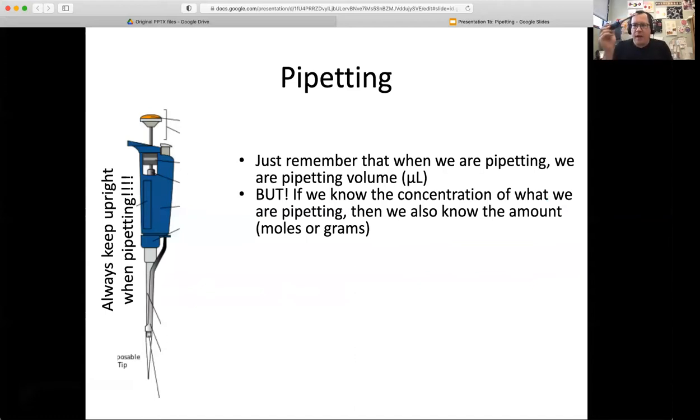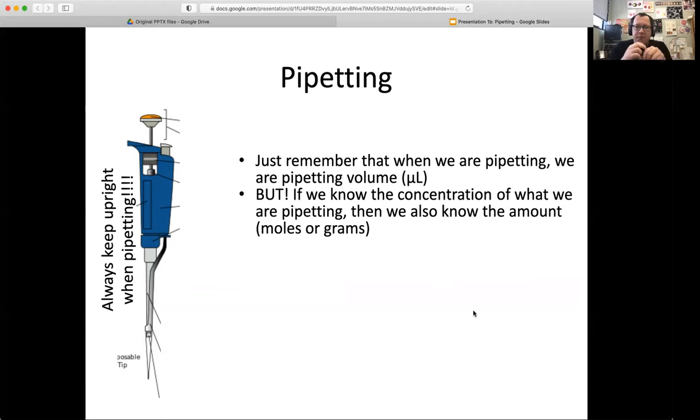And so whenever we're pipetting, we're always going to be pipetting volume, right? But most of the time, we're going to know the concentration of whatever we're pipetting. So if we know the volume of what we're pipetting and we know the concentration, then we know the amount of whatever's in that solution that we're putting in there, whether it's moles or grams.